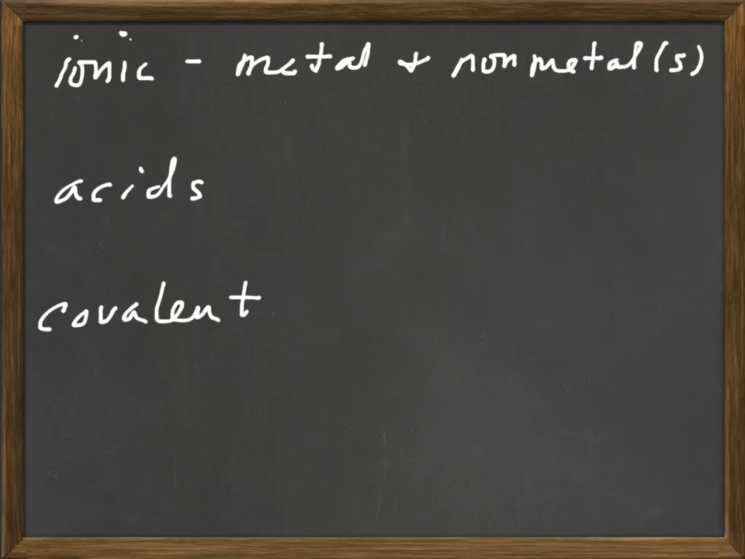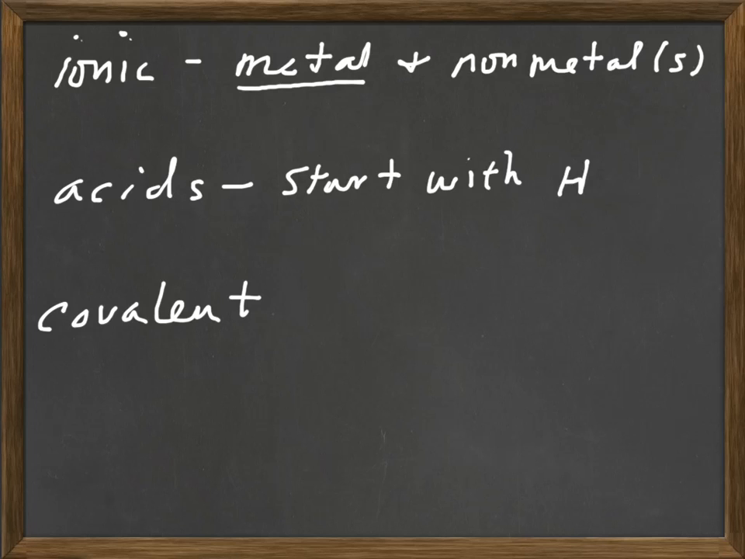So all you have to do is look at the first element. If the first element is a metal, bang, it's ionic. End of story. Okay? So if it has a metal in it, it's ionic. Acids are easy to recognize also. Acids are going to start with hydrogen. So if you see a formula and it starts with H, you know it's an acid. And then you have to use the acid rules.